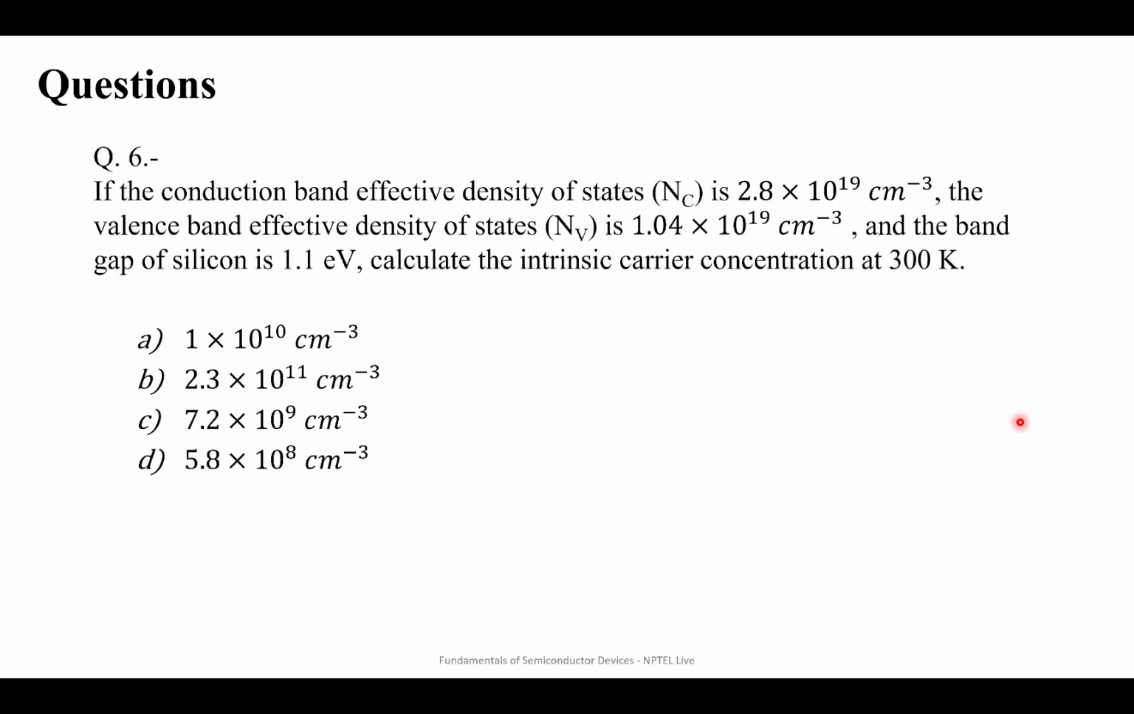Now we will do some numericals. If the conduction band effective density of states, which is NC, is 2.8 into 10 per centimeter cube, and the valence band effective density of states, which is NV, is 1.04 into 10 per centimeter cube, and the band gap of silicon is taken as 1.1 eV, what would be the intrinsic carrier concentration at 300 Kelvin?